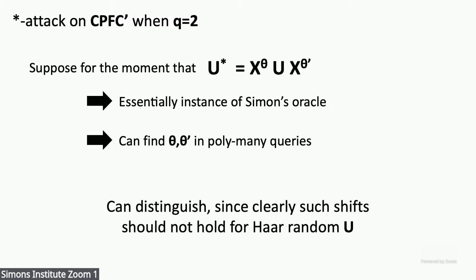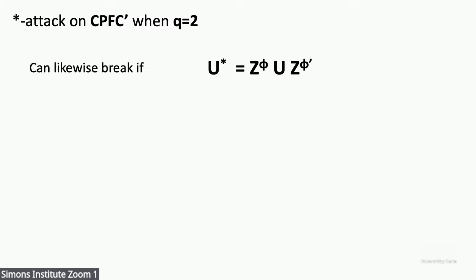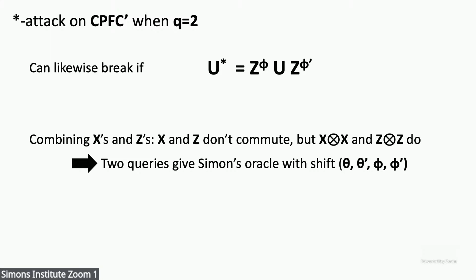So suppose for the moment that we actually only had X gates on either side. This is just an instance of Simon's oracle. I mean, it looks a little different because it's a unitary and not like a classical function, but morally it's the same thing. So this is an instance of Simon's oracle, and so we can find these shifts theta and theta prime just with polynomially many queries. And then once you have theta and theta prime, you can strip these off, and you can easily distinguish in that case. You can likewise handle the case where these are just Z's, because Z's are just X's in a different basis. So you can also do that. And then you can actually combine the X's and Z's.